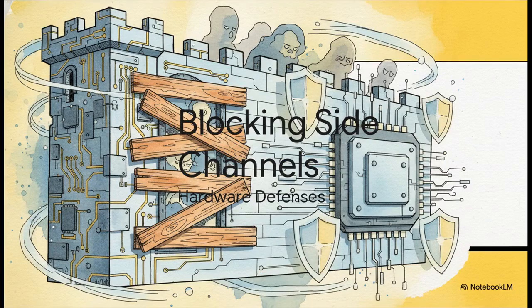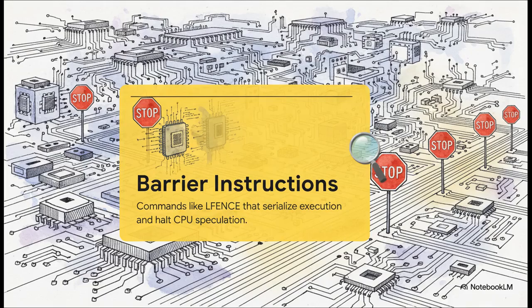Section 5. Blocking side-channel leaks. Let's tackle how we board up those invisible side-channel windows created by the CPU's speculative execution that we discussed earlier. Software developers can actually mitigate these risks by inserting barrier instructions directly into the code. Think of these as a giant, hard stop sign for the CPU. Commands like LFENCE on Intel and AMD processors explicitly prevent the CPU from taking risky speculative execution paths.